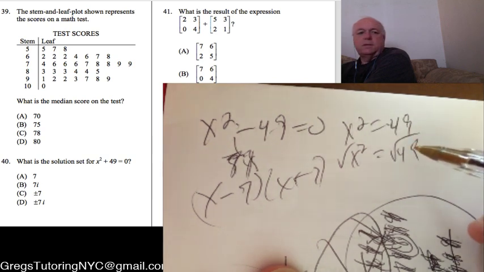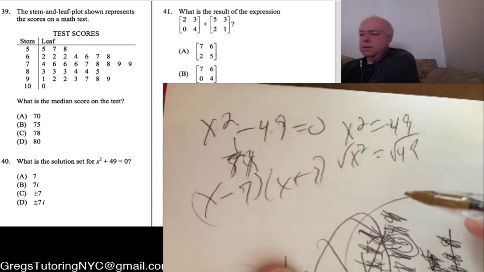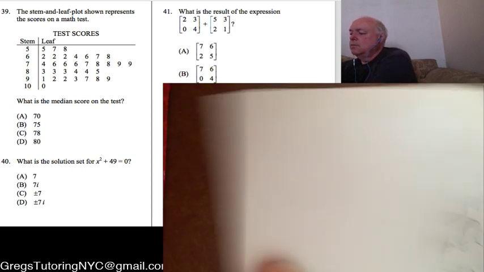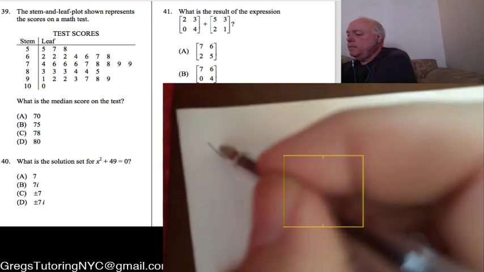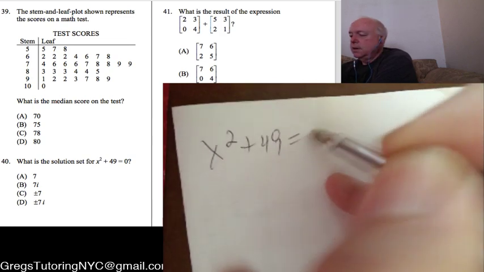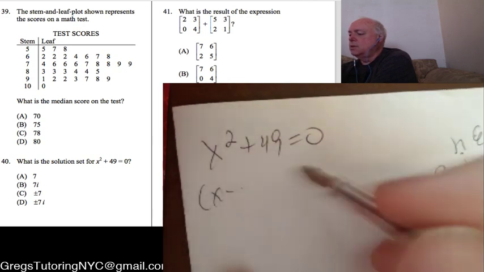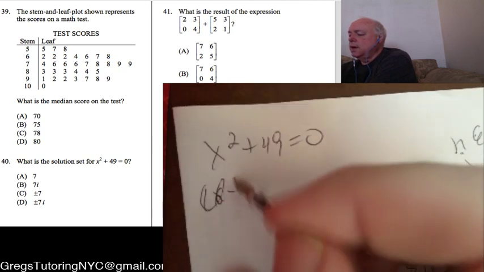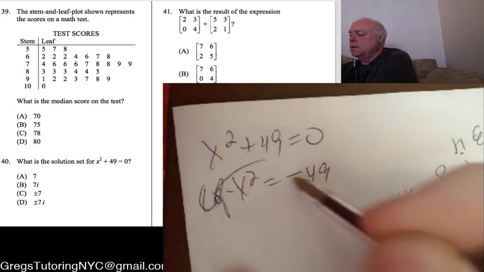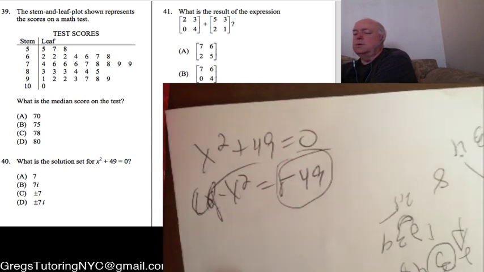In this case, we're going to get some weird numbers. In fact, I wrote the problem wrong, so let me redo this again. The problem is x squared plus 49 equals 0, and that's why you can't do the x plus 7, the x minus 7. You can't do two of them. So all you're going to do is do x squared equals minus 49, and if you take the square root of both sides, you're trying to get the square root of minus 49, which you can't do.